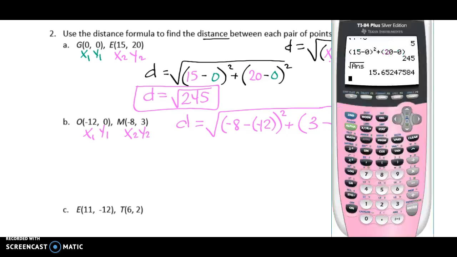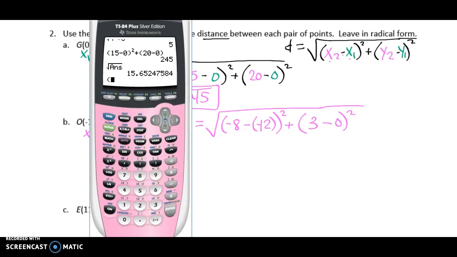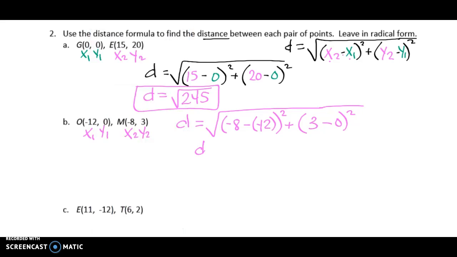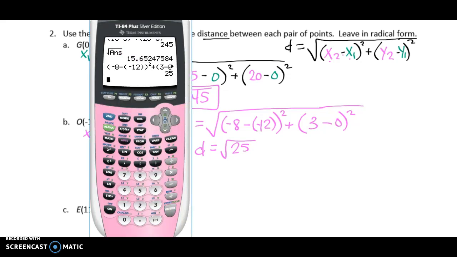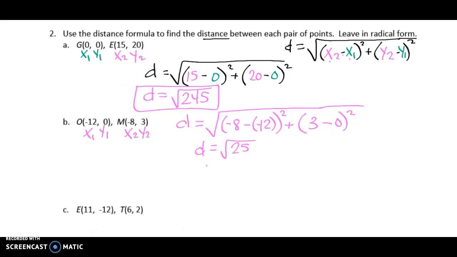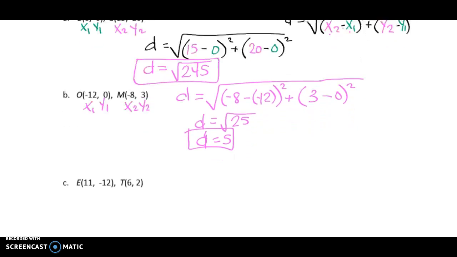So again, we're going into our calculator, typing just what's on the inside of the square root. So parentheses, -8, minus, parentheses, -12, close it, square it, plus, parentheses, 3 minus 0, squared. So I got 25. Is the square root of 25 something that works out nice? Again, if you don't know that, second square root, second answer, and it'll tell you. So there's no reason to leave it in a square root because it is a perfect square.